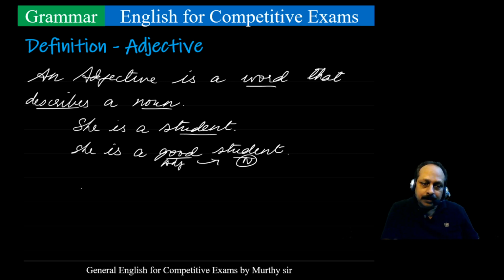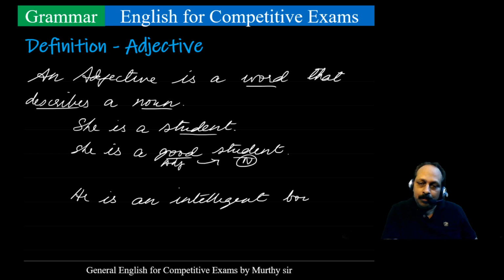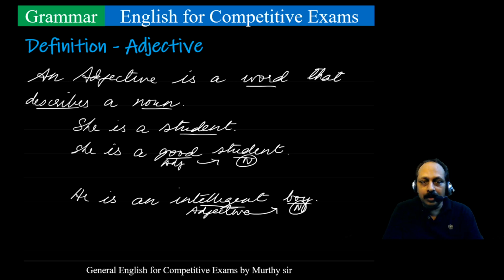One more example. He is an intelligent boy. What is a noun here? Boy is a noun. And the word intelligent, what is it doing? It is describing boy, which is a noun. So the word intelligent is an adjective. Usually adjectives come before nouns.